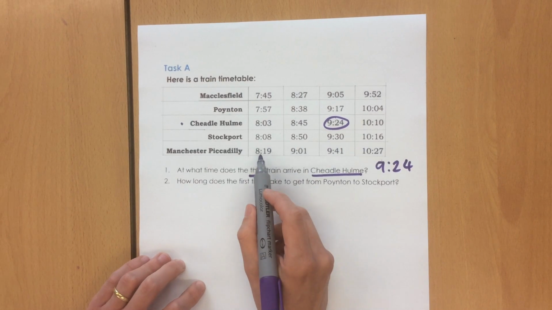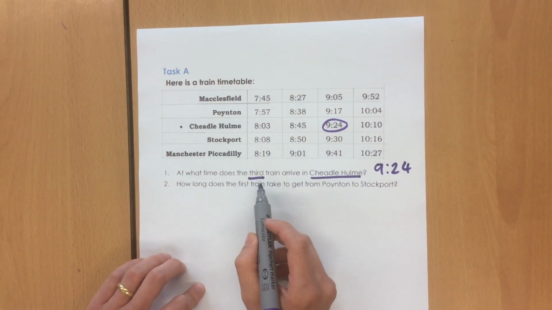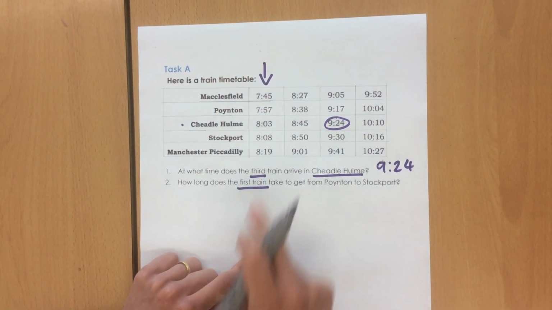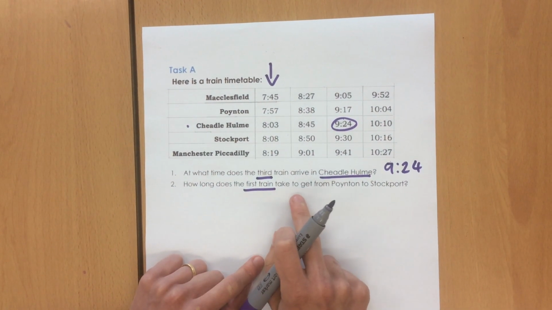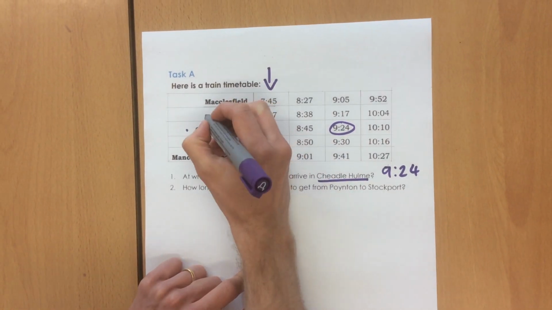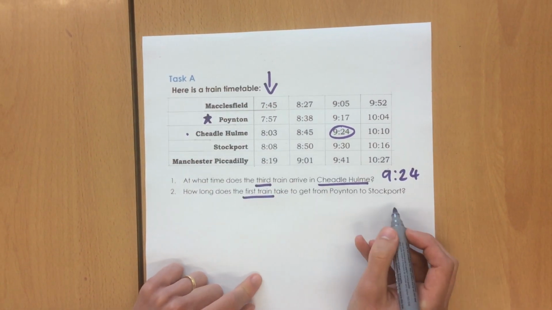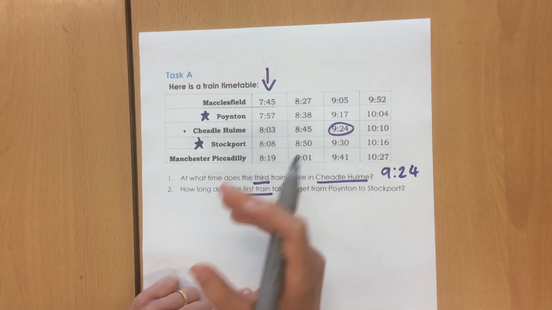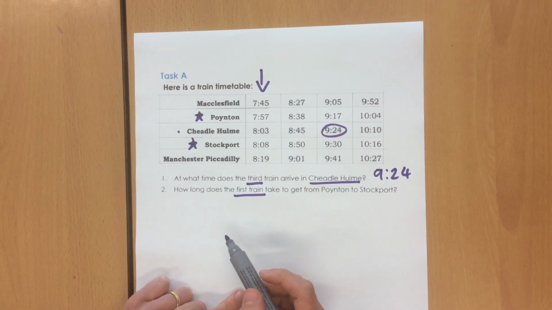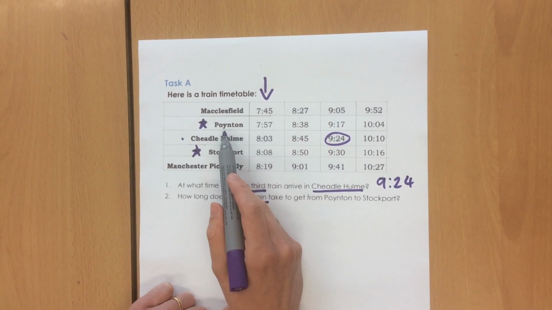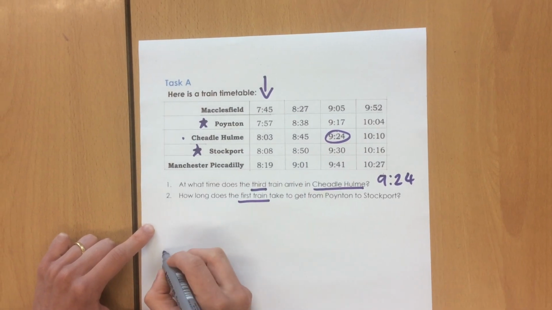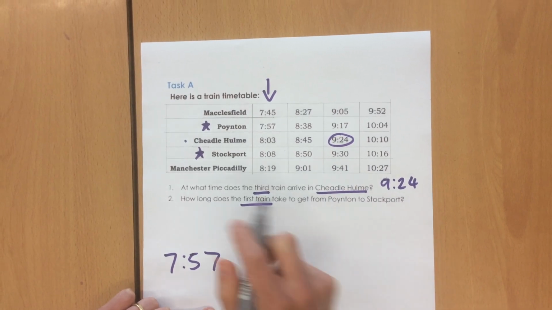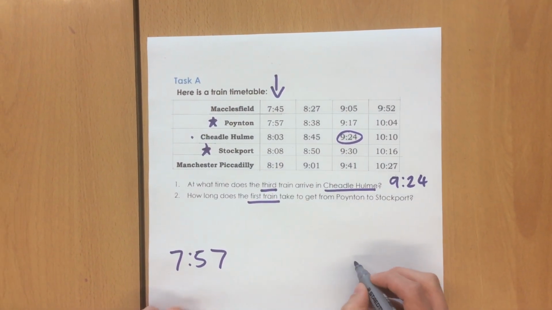So am I looking at the first, second, third or fourth train? I'm looking at the first train here, so I'm just concentrating on this column here because this is my first column. And it's the train from Poynton, so from here, I'm going to draw a little star, all the way to Stockport. Now I say all the way, it's not actually that far at all. Well, the first thing we need to do to tackle this kind of calculation is to say, well, what time is the first train at Poynton? It's 7:57. And what time does it arrive at Stockport? 8:08. I'm going to write 8:08 here.